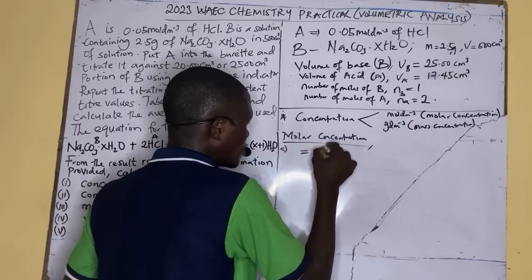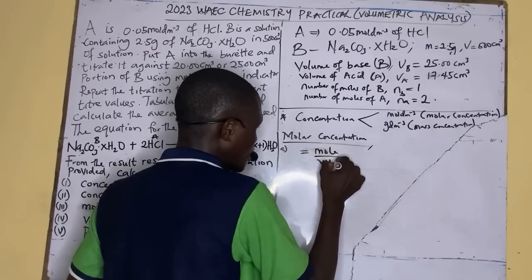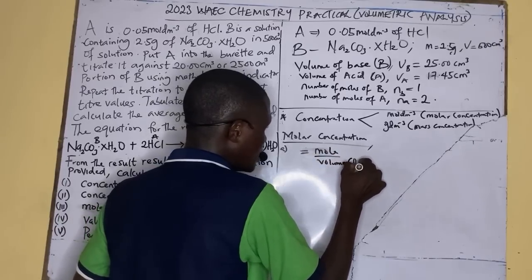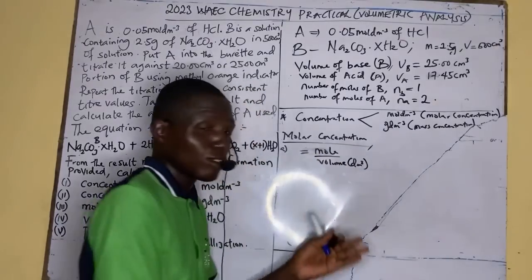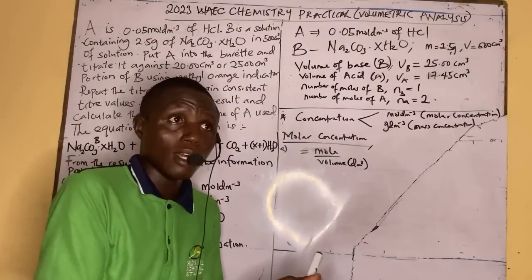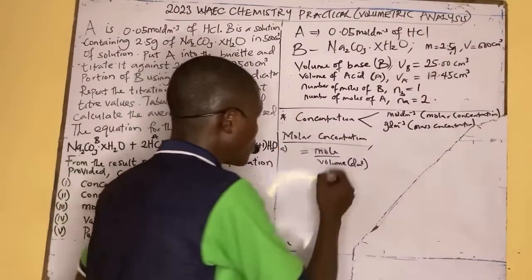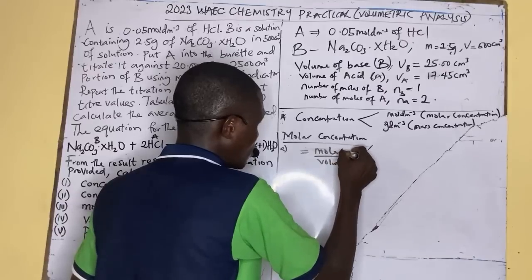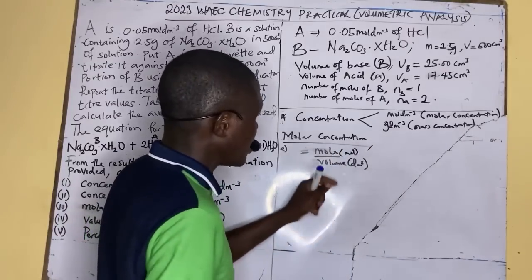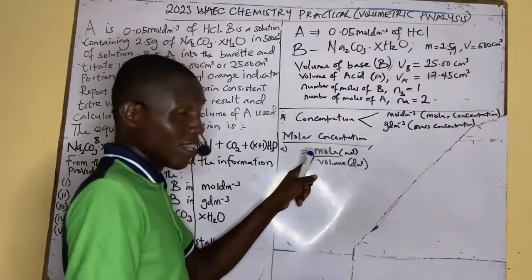Mole over what? Volume. Please know that. And the volume here must be in dm³. So if you are given centimeter cube, you are going to take it to what? dm³. So this one is what? In mole.